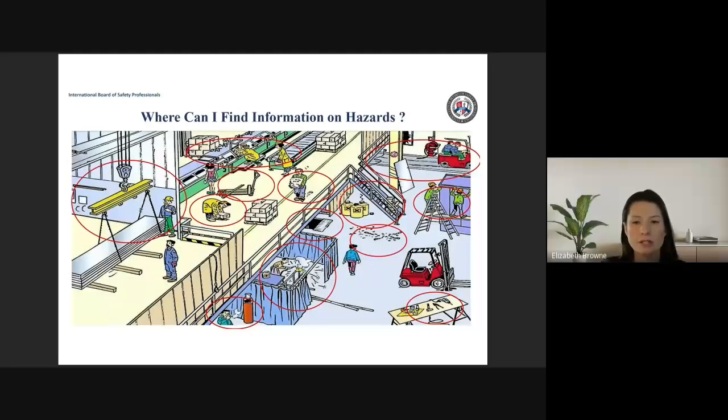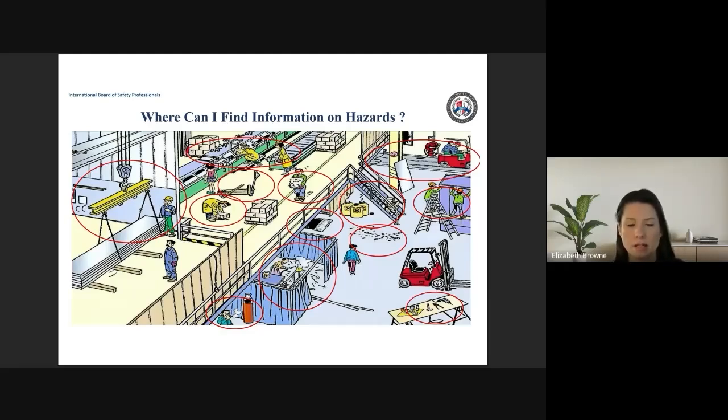Finding information on hazards, I always say when training employees, trust your instincts. If something looks like it might be dangerous, it's worth evaluating further. It's worth asking a supervisor, going to the OSHA website, going to a NIOSH website. There's a lot of resources out there about what things are hazards and how to control those hazards.